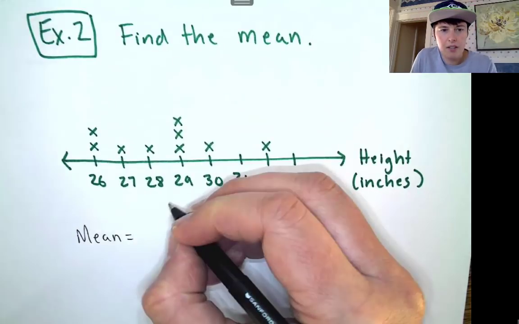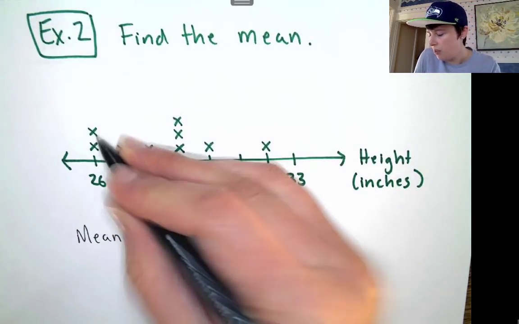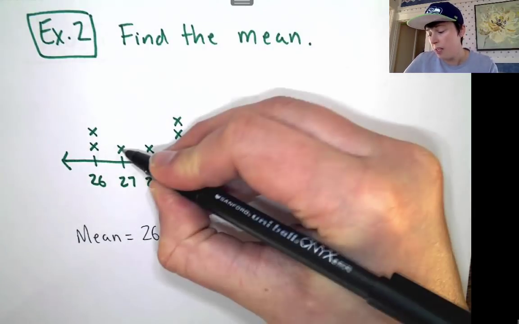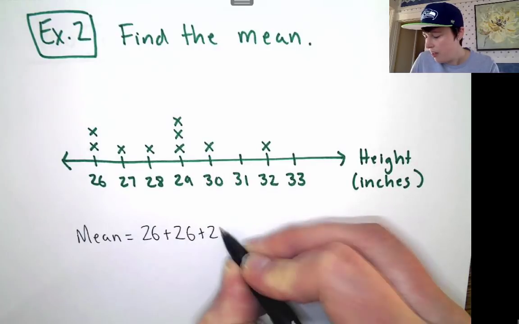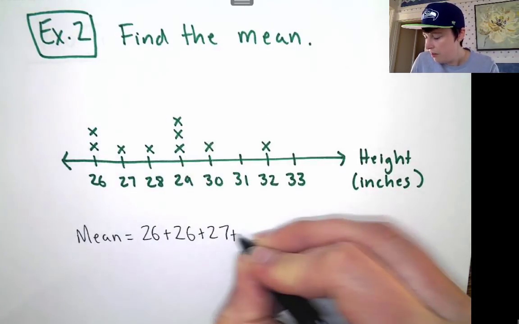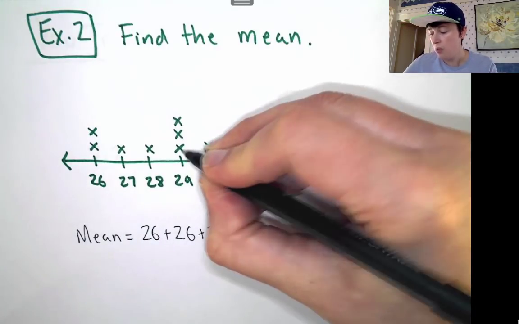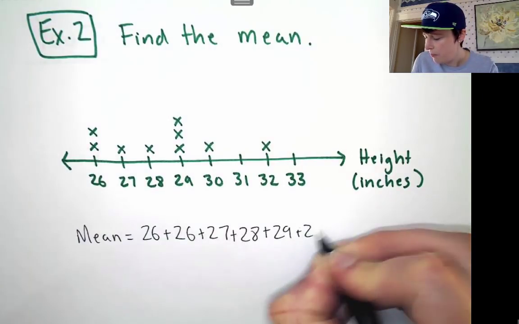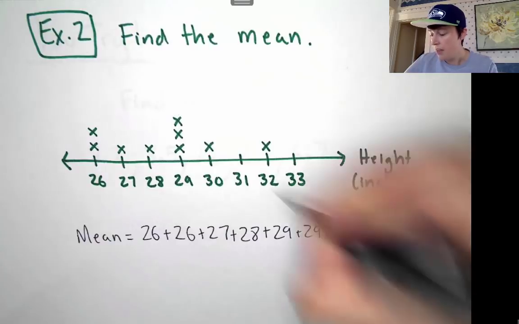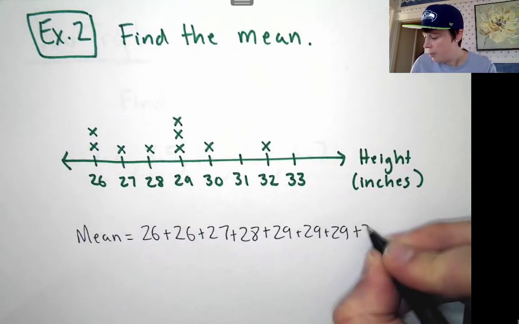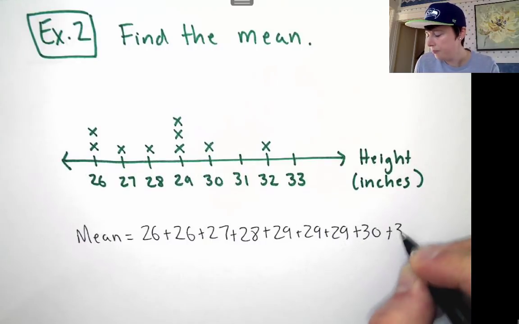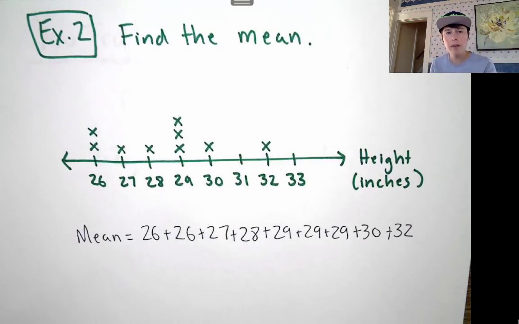So let's pretend they're dogs. We have 2 dogs that are 26 inches tall. So 26 plus 26. There's a 27-inch dog. There's a 28. Look, there's 1, 2, 3 29s. There's a 30. And then there's one more dog that's 32 inches tall. All right, those are all my data points.